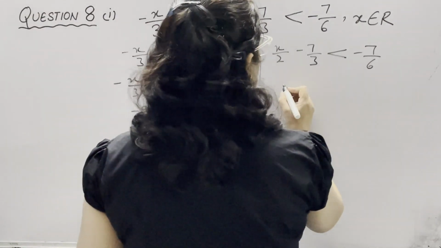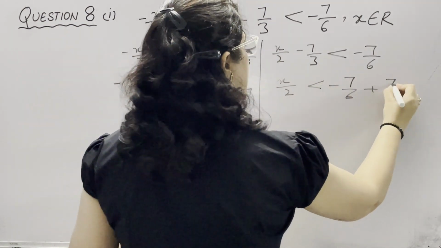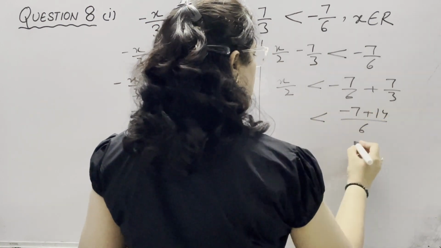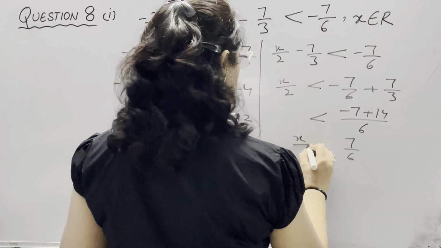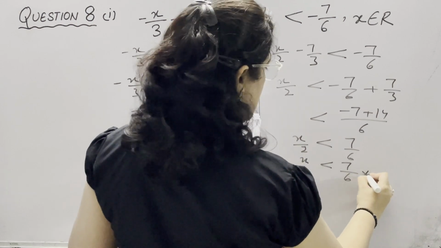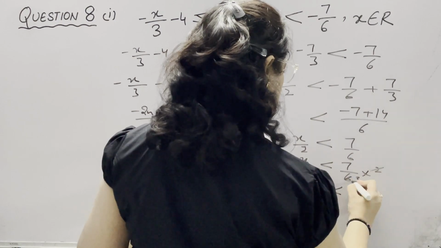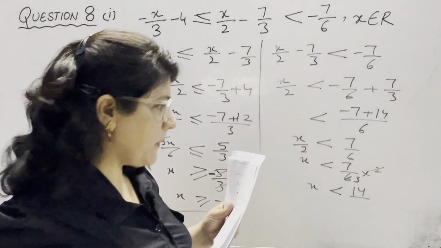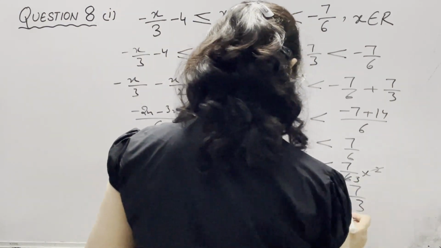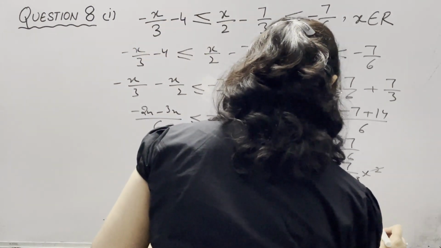Then x upon 2 is less than minus 7 upon 6 plus 7 upon 3. LCM is 6. Minus 7 plus 14, so 7 upon 6. x by 2 is 7 upon 6, so x is 7 upon 6 multiplied by 2. It means 14 upon 6, that is 7 upon 3. Or you can simply write 7 upon 3 in decimal, it is 2.3.